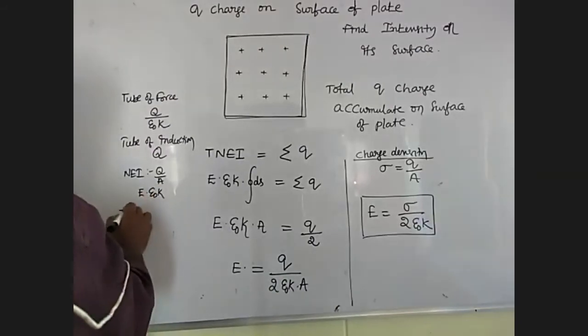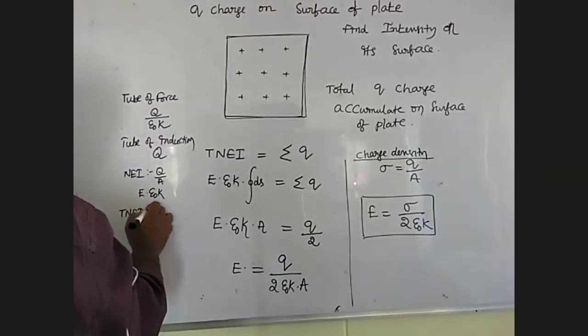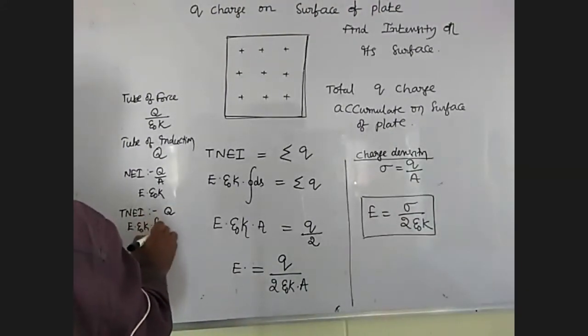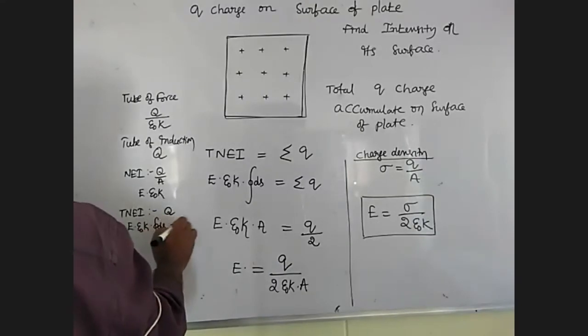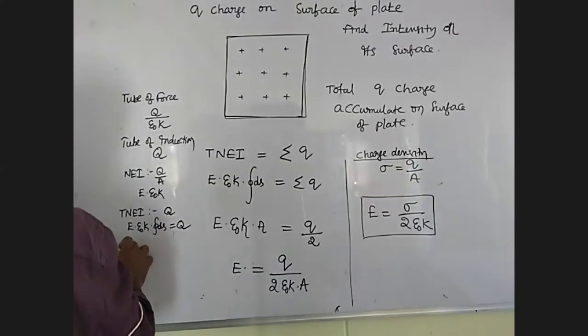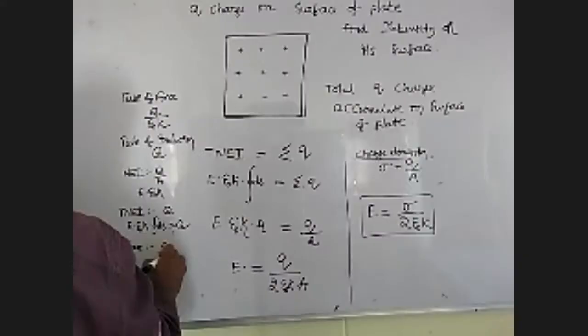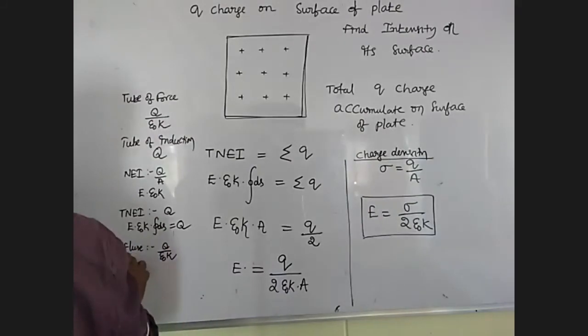And another, total normal electric induction, is written as E into epsilon naught k integration of ds, equals total charge. Again, flux is written as Q upon epsilon naught k, or flux equals AE cos theta, A bar dot E bar.